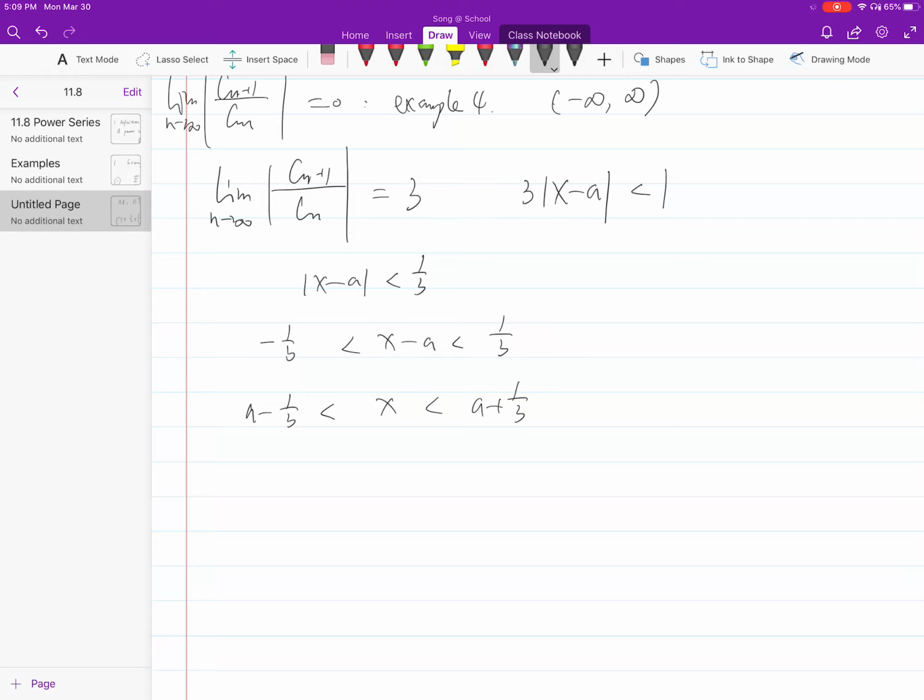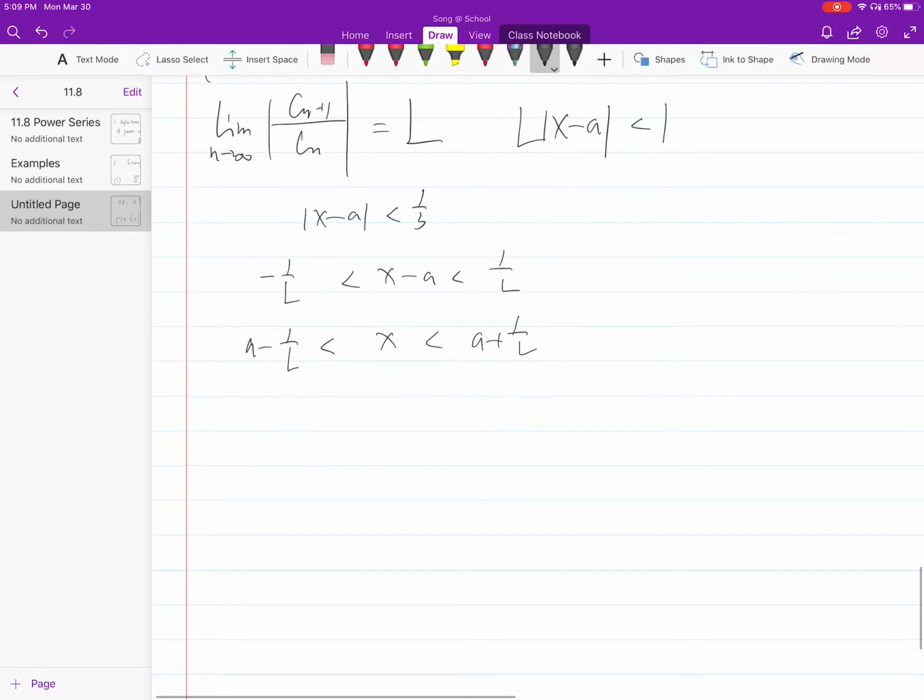Okay. Now, of course, if you have something other than 3, you could just take this to be L. Then this one is going to be L. This one is going to be 1 over L. This is going to be 1 over L. And so on. Good so far? Now, what is this, if you think about it?